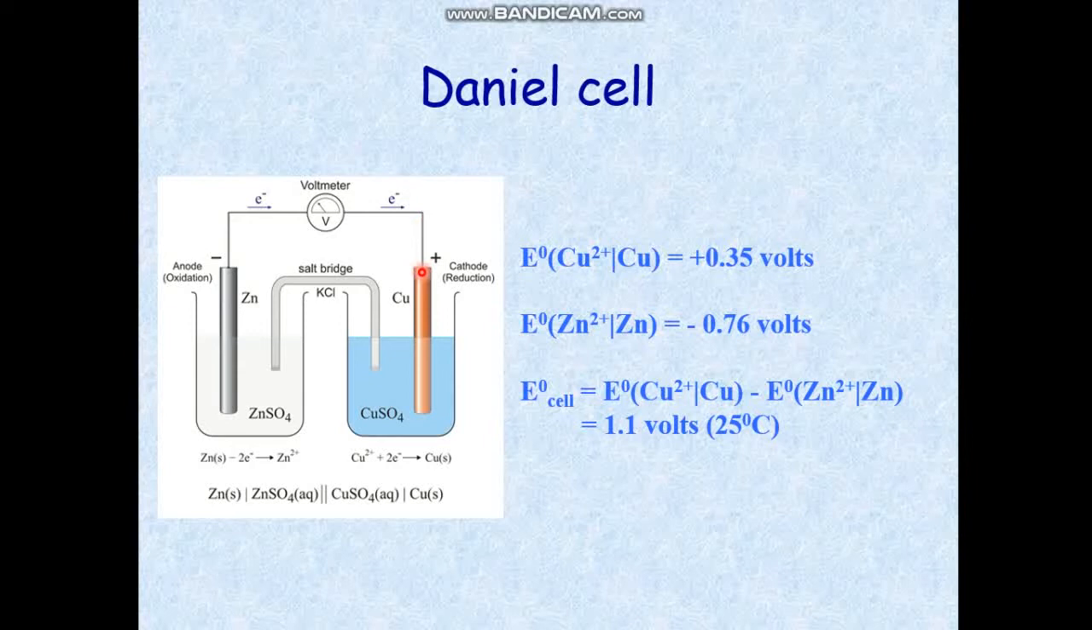Here a spontaneous cell reaction takes place. Even if a non-spontaneous electrolytic reaction takes place, then this anode is actually positively charged and this cathode becomes negatively charged. In that case also electron moves from here to here, and anode is always put in the left hand side, the cathode is always put in the right hand side. Okay, so these are the conventions.